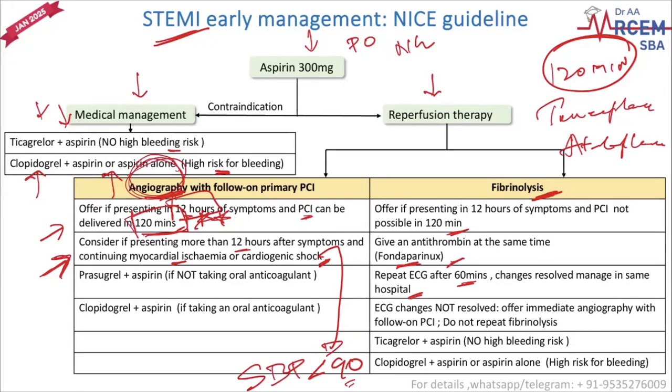If the ECG changes have resolved, you manage that patient in your hospital itself, where a cath lab might not be available. That's why you're not able to shift within 120 minutes.